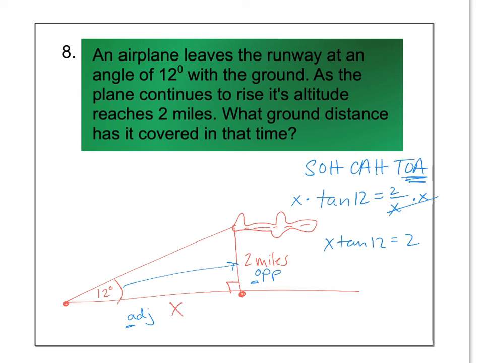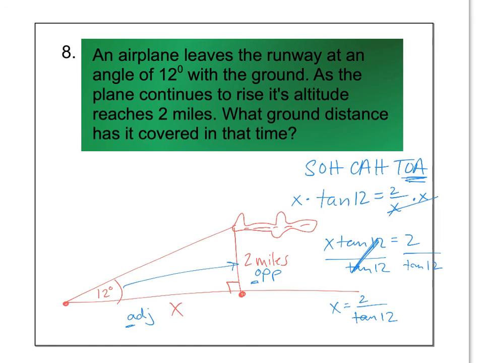And then to get x by itself, think, how do you get tangent 12 out of there? Right now it's x times tangent 12. So to undo, you have to divide by tangent 12. These cancel out. X equals 2 divided by tangent 12. Okay, so then I'm going to have to grab my calculator and type in 2 divided by tangent 12.